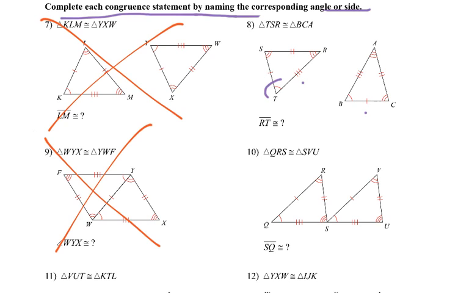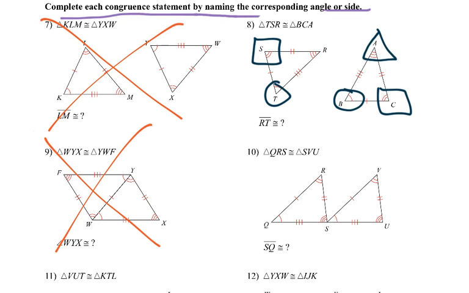We can also see it on the picture based off of the lines. Notice T has one mark, and B also has one mark. S has two, C has two, S in the middle, C in the middle. R has three, A has three, at the ends. You can also check out the sides and see those corresponding sides. So T corresponds with B, S with C, and A with R.